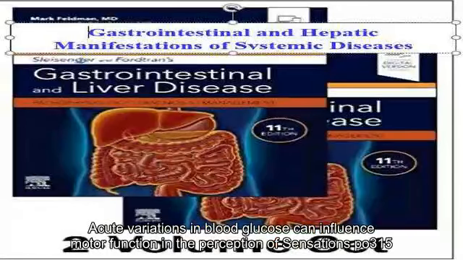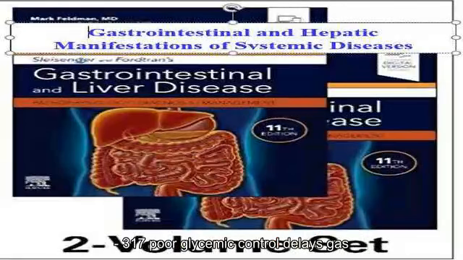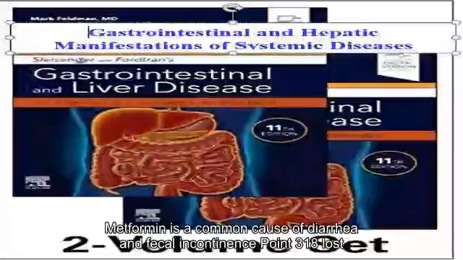Acute variations in blood glucose can influence motor function and the perception of sensations. 315-317 Poor glycemic control delays gastric emptying, which, in turn, affects glycemic control. Metformin is a common cause of diarrhea and fecal incontinence.